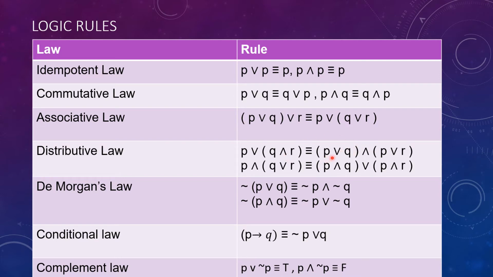So if you see the RHS part over here, what is the common thing? P is common, OR is common. So what can I do? I can take P OR common. So what is left here? Q and R.